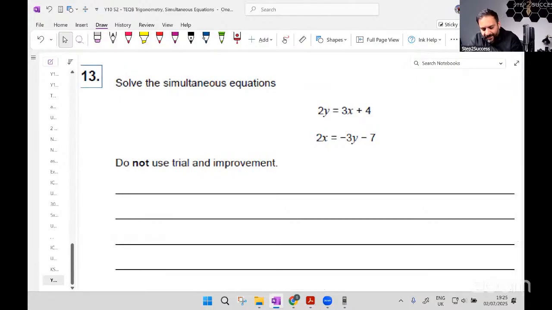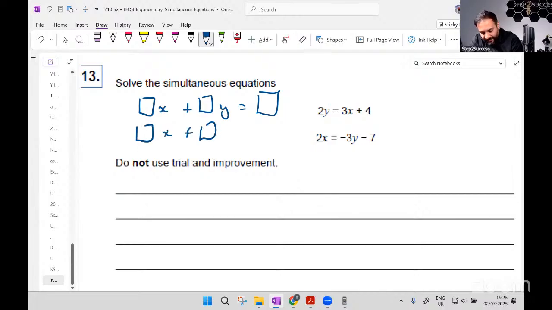So firstly, simultaneous equation questions generally look like this. Something x plus something y equals a number, right? That's what they usually look like. And then we kind of go from there. Now, if they don't look like that, you can do something to make it look like that.